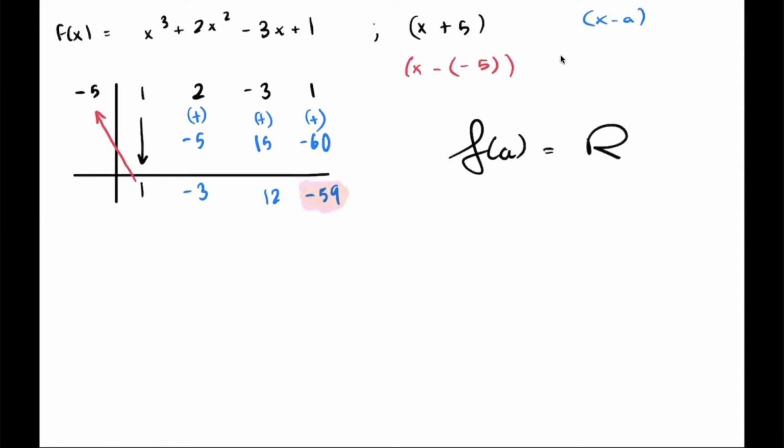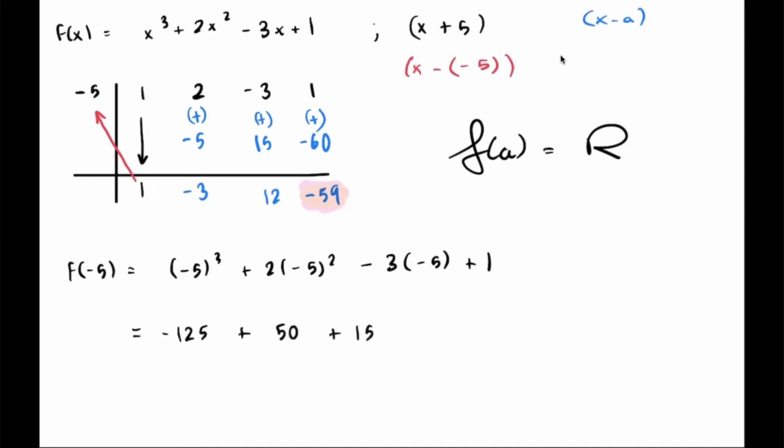Now let us see if this rule is in fact true. So we will write f of negative 5 equals, we will substitute x for negative 5. So negative 5 to the power of 3 plus 2 times negative 5 to the power of 2 minus 3 times negative 5 plus 1. So let us use the calculator and make sure that this is true. So negative 5 cubed is negative 125, then plus 2 times 25, which is 50, then plus 15, then plus 1. And when you add these, you will get negative 59. So is it true? Yes.